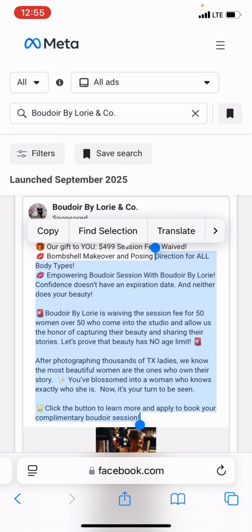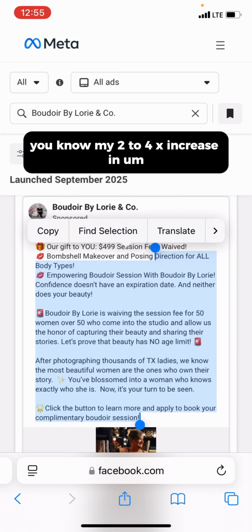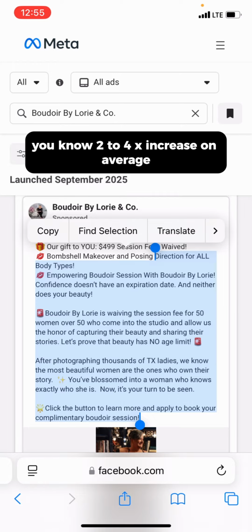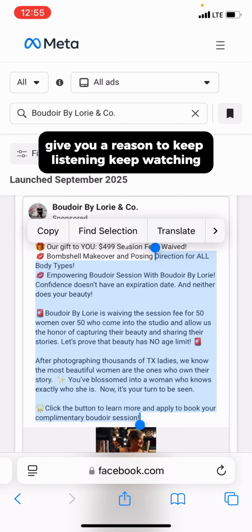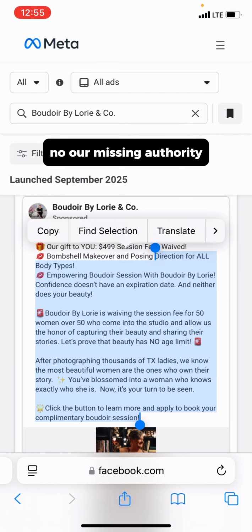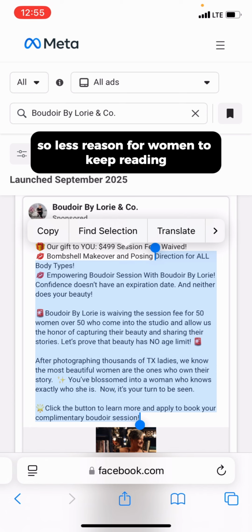And keep reading. Now I did this at the beginning, showing my 2 to 4x increase in ad consumption per 100 women for the same ad spend. 2 to 4x increase on average. That gives you a reason to keep listening, keep watching. So, do we have an authority here? No, we're missing authority. So, less reason for women to keep reading. So they clicked see more, but they didn't finish our ad copy.